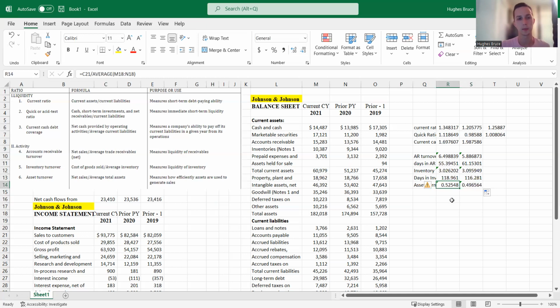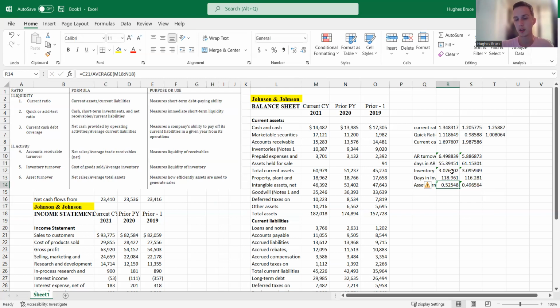And so you can see that for every dollar that the company has in assets, the company generates 52 cents in sales for 2021, or 53 cents. We can see that that's an increase from the previous year, which is a good sign. And so looking at those two numbers, we can tell that's in the right direction. And yeah, that's a little bit easier of a ratio to calculate.